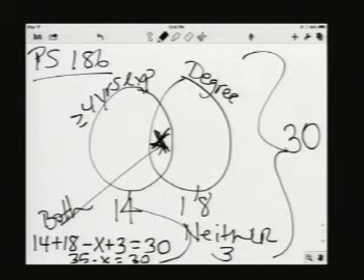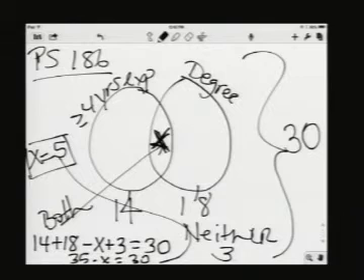So we can solve this, and then we'll figure out that X is going to equal 5. All right, so therefore 5 people will have both the experience as well as the degree.